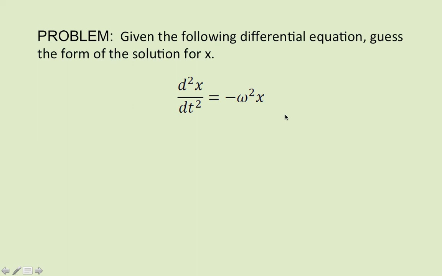To try out the guess and check technique, let's do a problem. Given the following differential equation, I want you to guess the form of the solution for x. Just looking at this differential equation, you might guess that the correct solution would have a second derivative that's the negative of itself, because this omega here is just a constant. In other words, the correct solution would have to be cyclic. Now, what functions have cyclic derivatives that you might guess would be solutions to this problem? Go ahead and tell me what functions are cyclic.